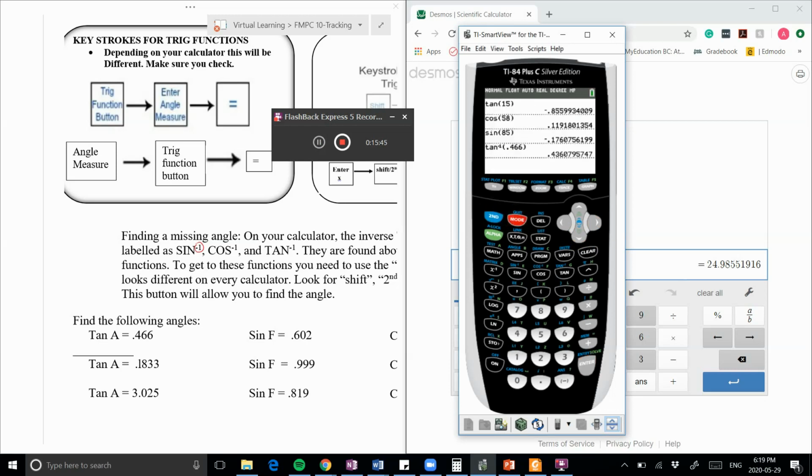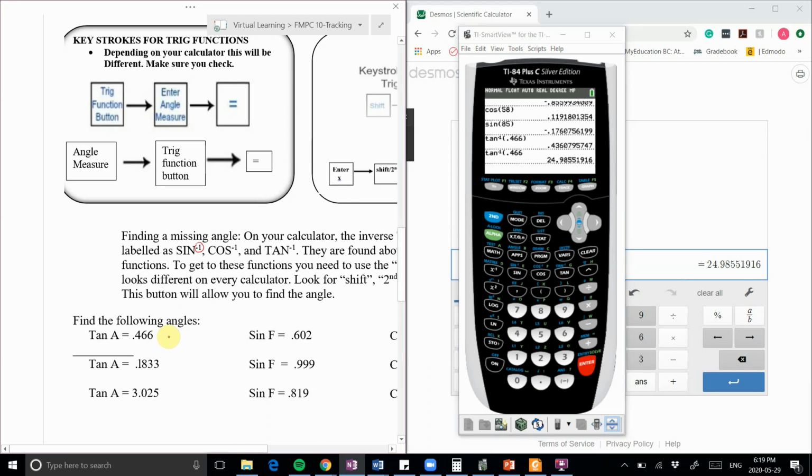when I do this, we're going to go again, so we're going to go second floor tan to get the angle, 0.466. And that gives me 24.9, which is more what I'm looking for, right? I should be getting a whole number here. So that means A, so the number here, what we call theta, that is the angle I'm looking for.